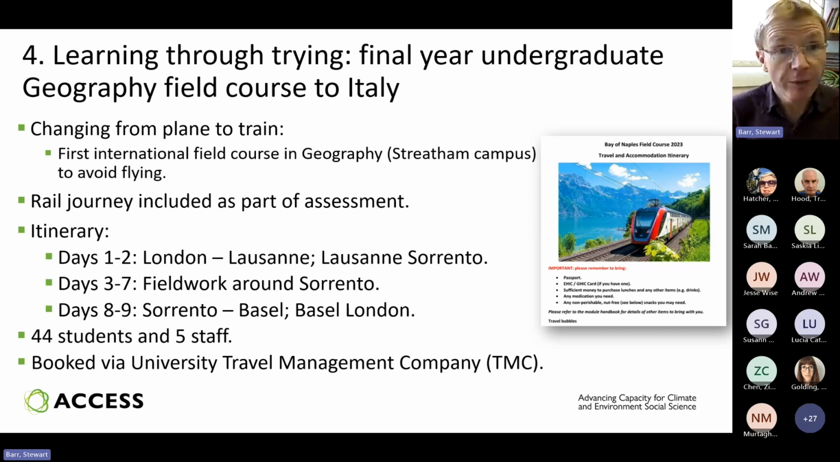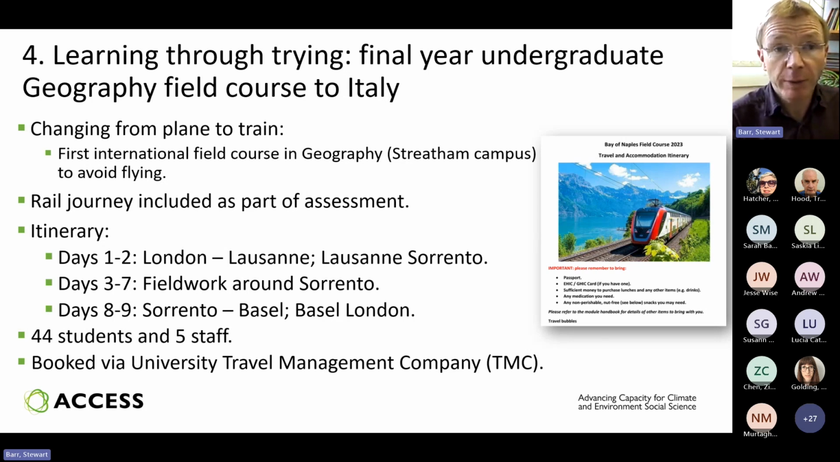So on this first one, this is really all about an undergraduate geography field course that we developed a couple of years ago now to try and begin reducing the impact of our department's carbon footprint associated with fieldwork. Before COVID, our department ran 3 field courses outside of Europe, obviously by air. We removed those during COVID and we've never replaced them since. So we're in a better position than we were.